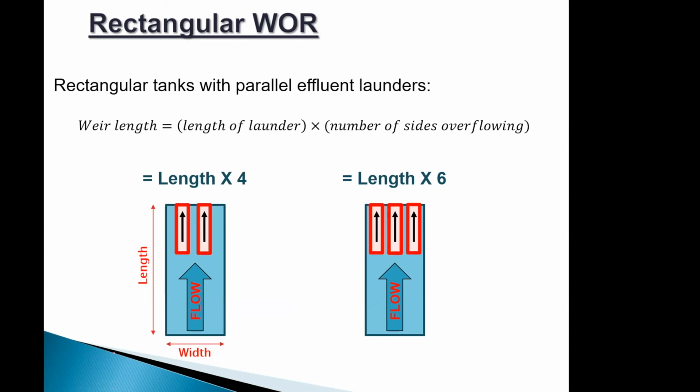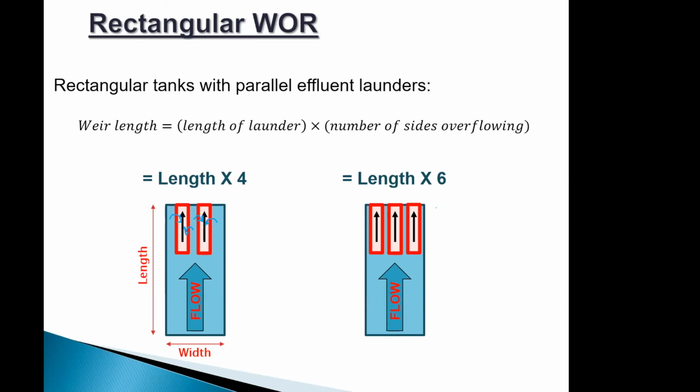And so, just going to see if I can draw on this real quick. If I have a tank here on the left with two horizontal launders, I'm going to assume that water can overflow on both sides of each of these launders, right? And so when I'm calculating my total weir length, it's going to be the length of this launder times 4, because I've got 4 sides where water is overflowing.